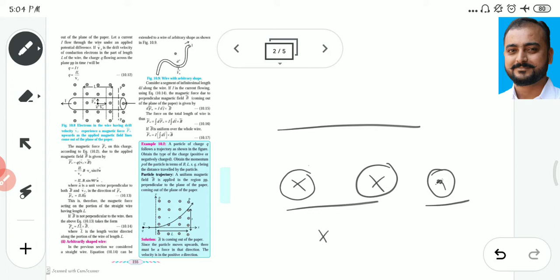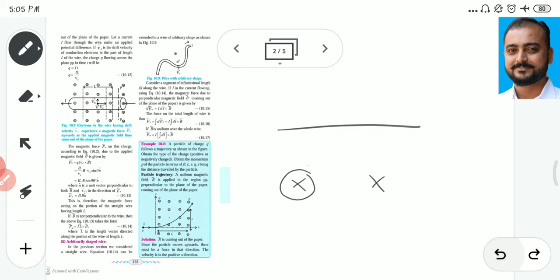Remember, when the cross is there, the magnetic field is perpendicular to the plane of the paper but enters inside the paper, moving away from you. While in the case of the dot, the magnetic field is moving towards you, perpendicular to the plane of the paper. So in this manner the magnetic field is represented.